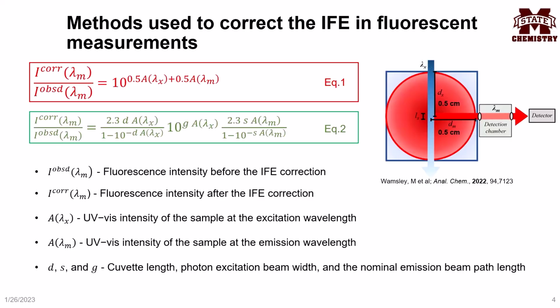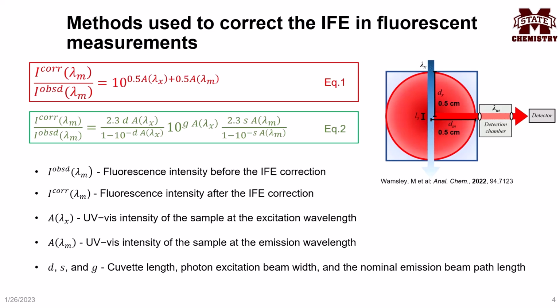It has been shown that the inner filter effect is related to the sample UV-vis intensity at the excitation and emission wavelengths and the effective excitation and emission path lengths of the spectrofluorometer. There are numerous methods in literature to correct the inner filter effect. Equation 1 and 2 are two methods that have been frequently used. In these equations, I observed and I corrected are the fluorescence intensities before and after the inner filter effect correction. A lambda x and A lambda m are the UV-vis intensities of the sample at the excitation and emission wavelengths.